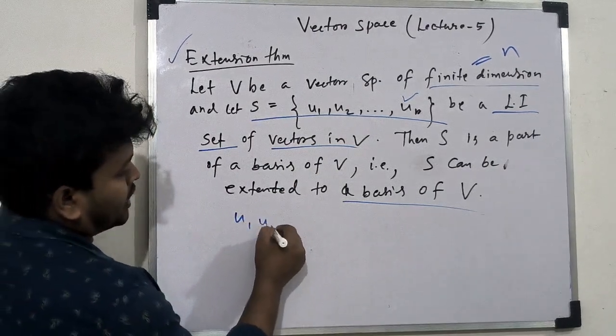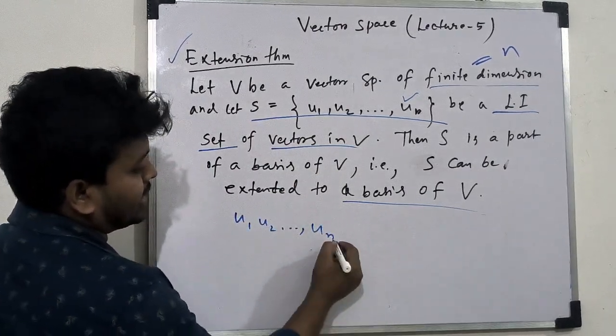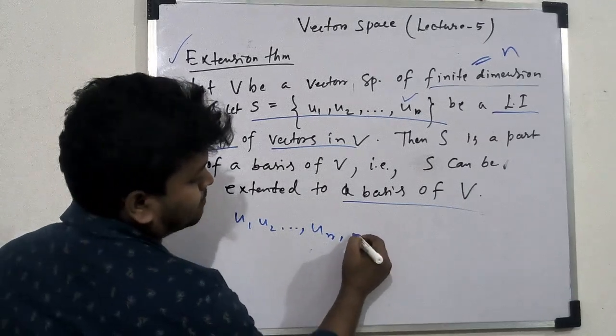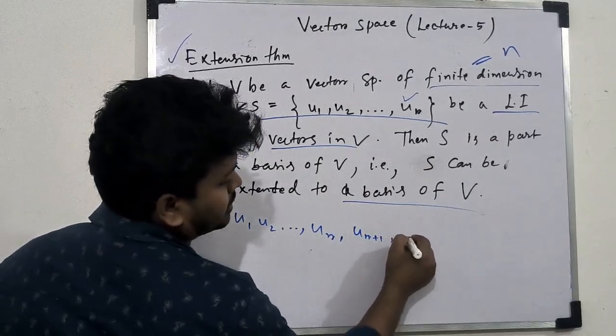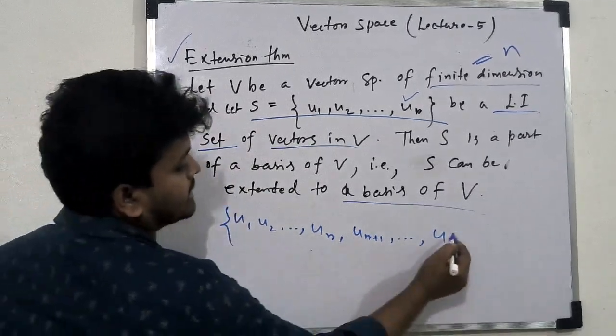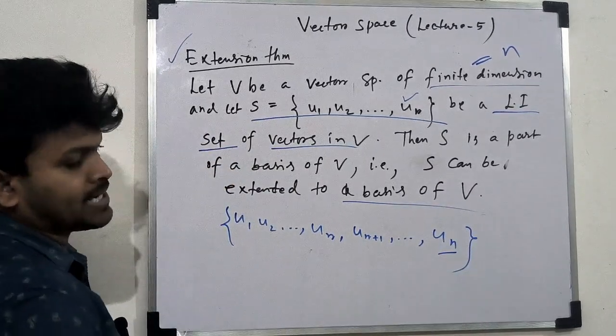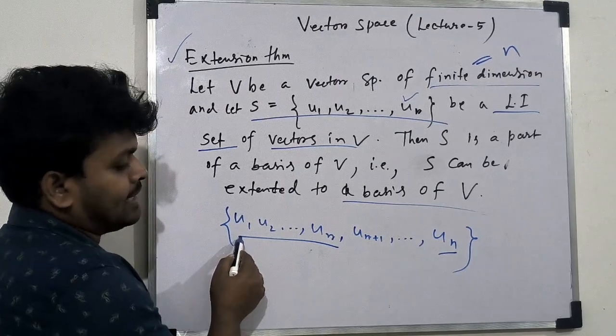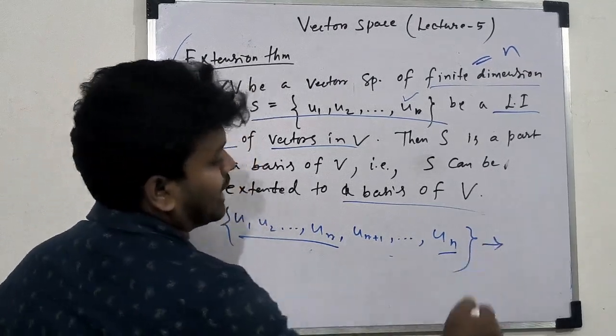So u1, u2, up to ur is linearly independent. So we can add elements up to n elements in this set and we can make it a basis. So this set is extended to a basis. So that is the beauty.